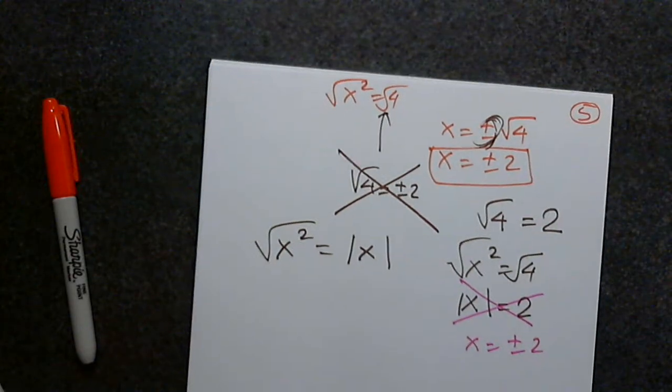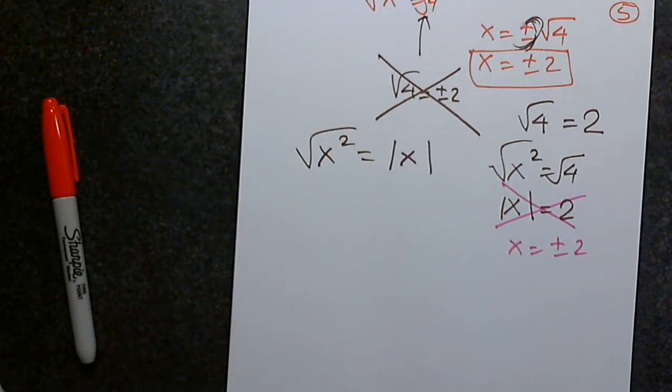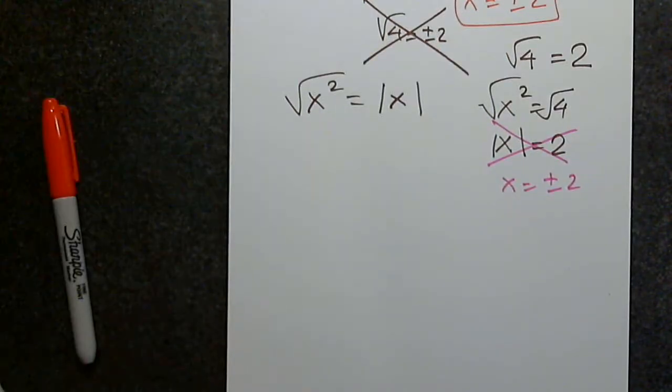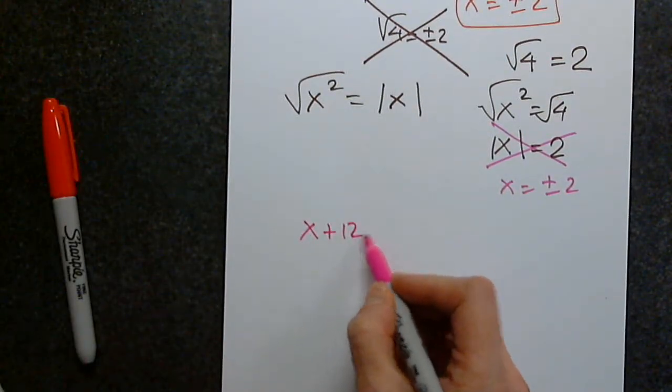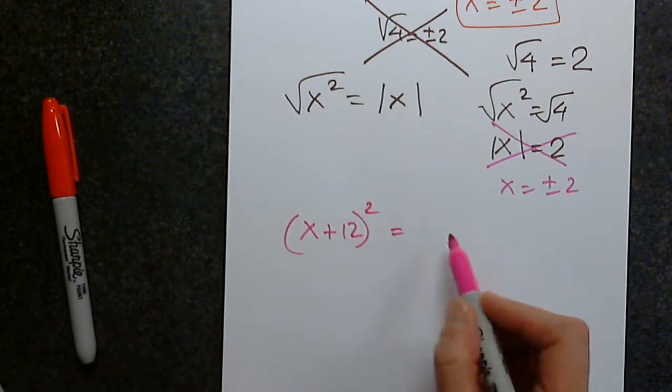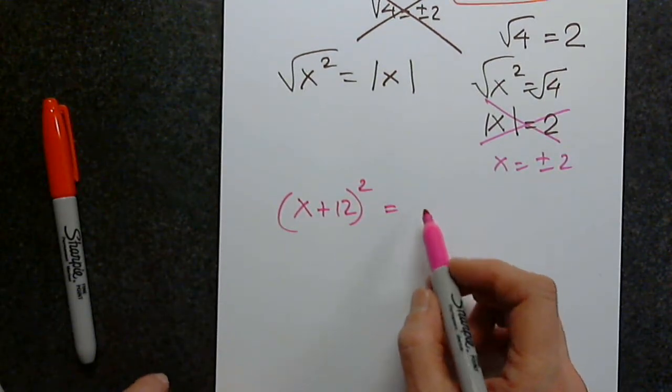Okay, so let's look at a few more examples. I know I have 5 minutes left or so. So let's say x plus 12, everything squared equals 100.